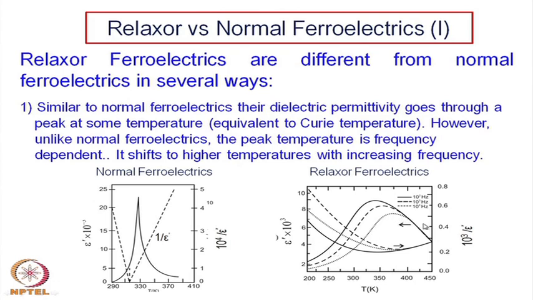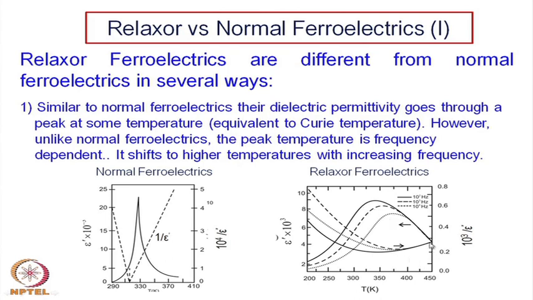a blunt peak, and not only that, it is at 3 different frequencies: 100 hertz, 1 kilohertz and 10 kilohertz. So, the peak temperature shifts from nearly about 330 to around 360. So, there is a shift in the peak temperature.